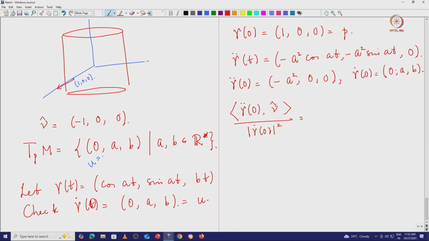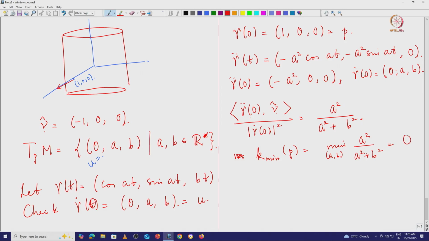So the inner product of the acceleration with nu hat is just a squared, and the norm squared is a squared plus b squared. Clearly the min principal curvature at this point is given by the minimum over all choices of a, b of this quotient.